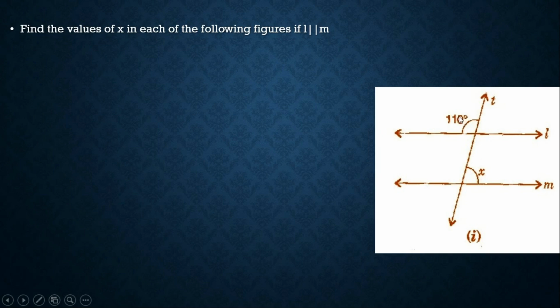If this angle is 110 degrees, then this angle will also be 110 degrees, because vertically opposite angles are always equal. Now, these are the interior angles on the same side of the transversal, and we know that interior angles on the same side of the transversal are supplementary, right?